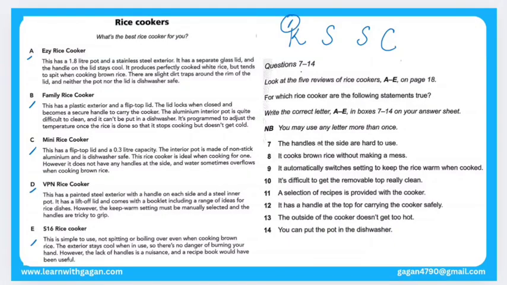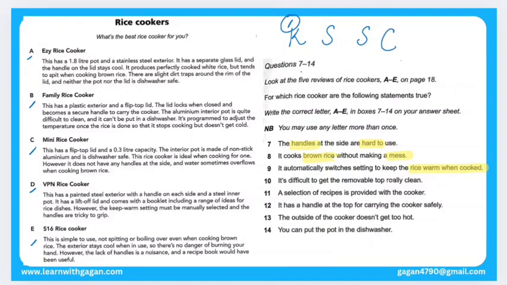So in the 7th question, the handles at the side are hard to use. So handles, hard. These are the keywords. Keywords are mostly the nouns. Sometimes they may be a name, they may be an adjective. They may be a verb if it is important. Mostly they are nouns. Number 8, it cooks brown rice without making a mess. Brown rice is a noun. It automatically switches setting to keep the rice warm when cooked. This is important information, so I'm highlighting the whole part.